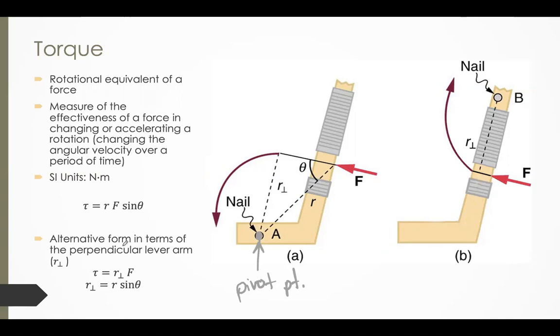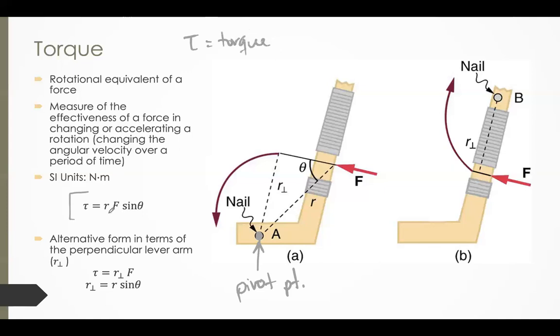Let's go ahead and look at this quantitatively, so looking at the numbers and equations. This is the equation for torque, where tau, this Greek letter, you can just draw it like that, is your torque.